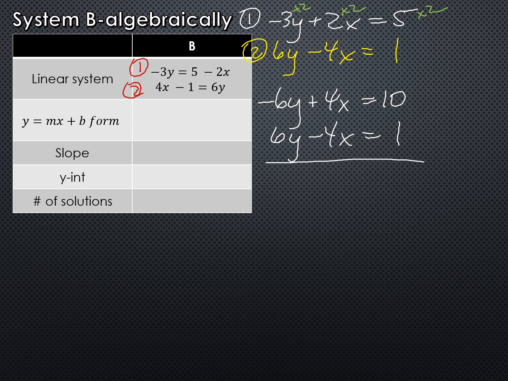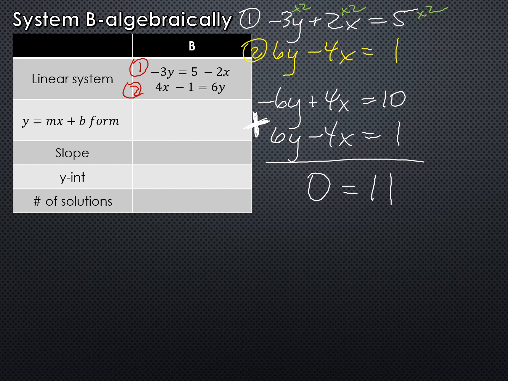To get rid of the y's, would you add or subtract? Hopefully you guys are shouting out add. Negative 6y plus 6y gives 0y. They're gone. 4x plus negative 4x, that's gone. So we basically have 0 equals 10 plus 1 is 11. 0 equals 11. That is not a true statement.